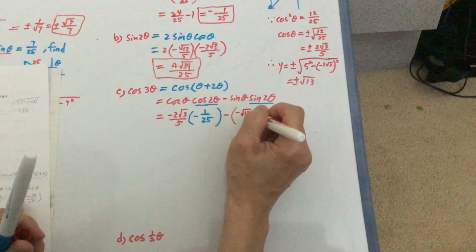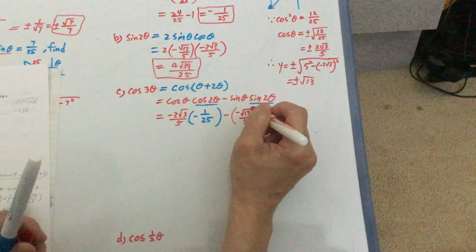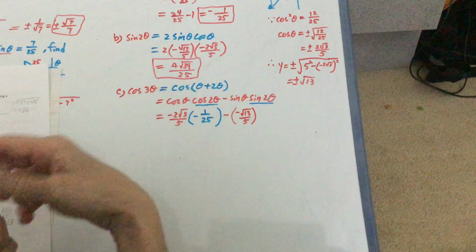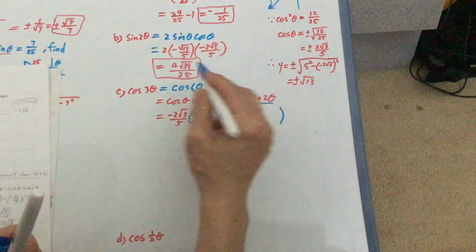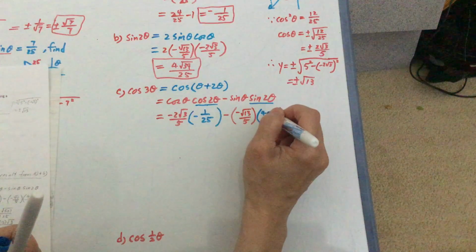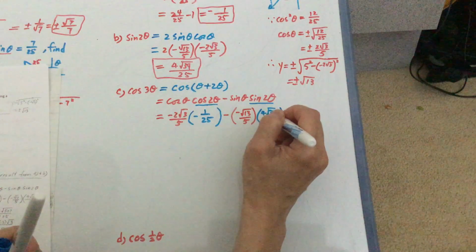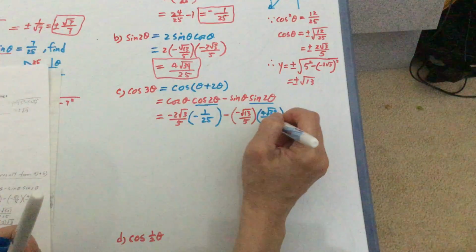13 over 5. And then the double angle for sine, sine 2 theta from above, I already know that this is going to be equal to 4 root 39 over 25.